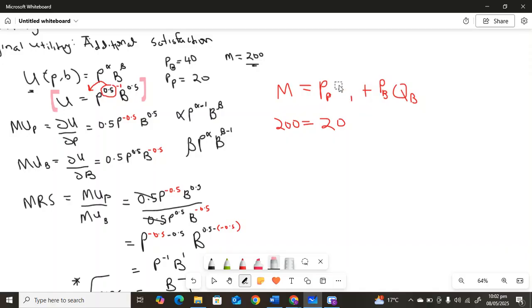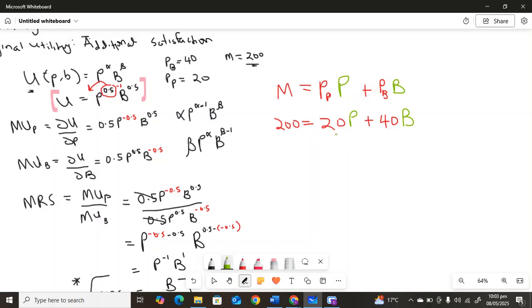Since we're using variables, let me write it like this. Okay, QP, I represent it just by P here. And QB, I represent it by B. Because there will be some substitutions involved and I'll need to substitute. So this green P is quantity of pork. This green B is quantity of beef. So this is 20P plus 40B. This is our budget constraint equation.